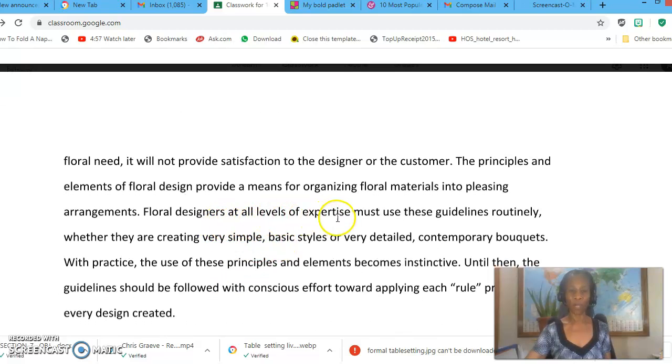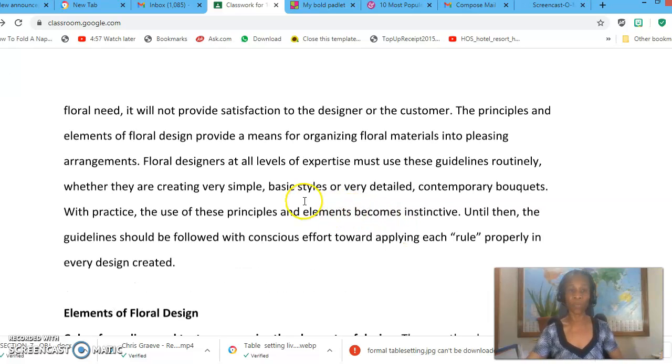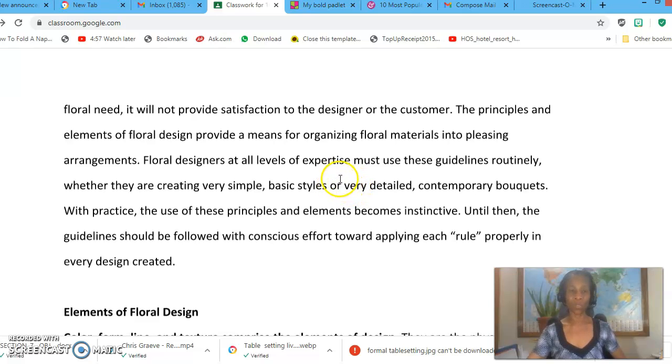Floral designers at all levels must use these guidelines routinely, whether they are creating very simple, basic styles or very detailed contemporary bouquets. We are going to be going simple. And as you practice, you are going to become very good at it, and you maybe don't even have to follow a step. But until you know that, you follow the rules.